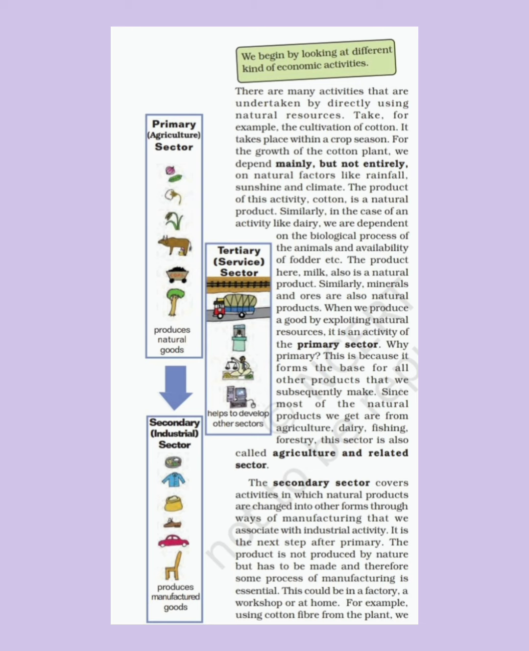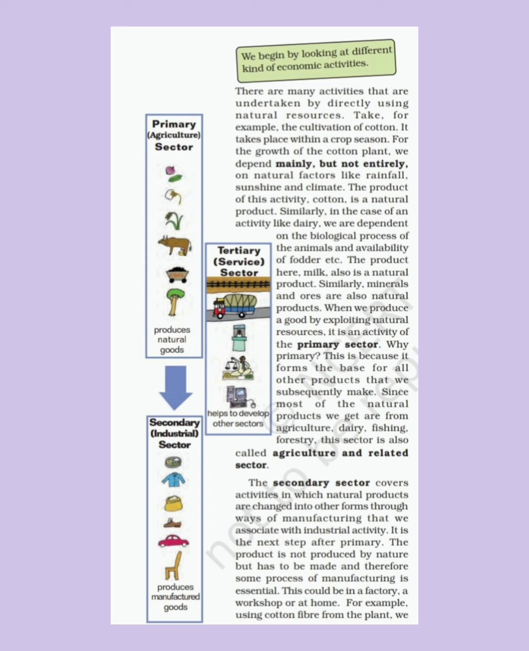So it is the next step after the primary sector, and the product is not produced by nature, but it has to be made and it has to be processed in the factory or in the industry. Now some process of manufacturing is required to change the form of that natural product. So this could be done in a factory or in a workshop, or many a times at home also.